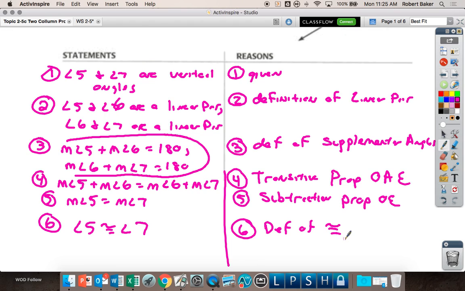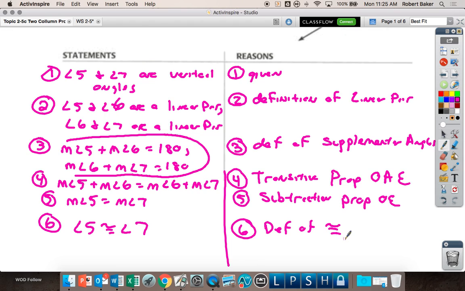It's pretty easy. I wouldn't say it was easy, there is a purpose for this. So we say 5 and 7 are vertical angles, that's given to us. Now we have to get some sort of geometric definition that connects 5 and 6 together. Now 5 and 6 are a linear pair. It says 5 and 6 are a linear pair, or we could say 5 and 6 are supplementary. Either way, the definition of a linear pair.